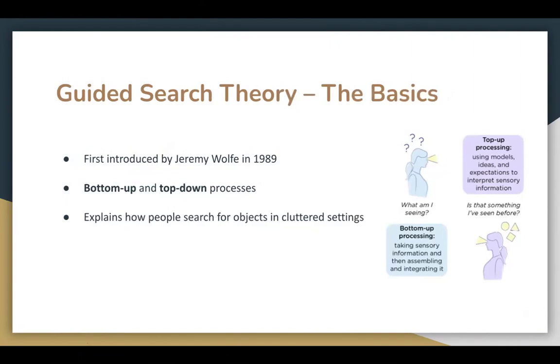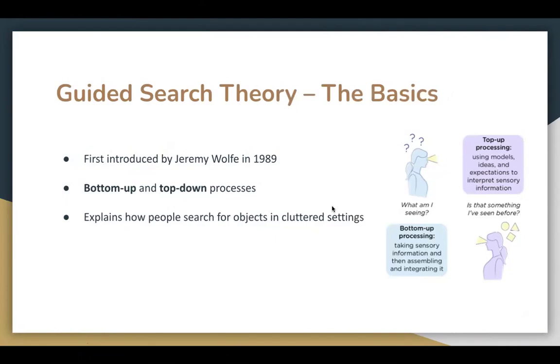Unlike feature integration theory, which focuses mostly on bottom-up processes, guided search theory talks about both bottom-up and top-down processes. Bottom-up processing refers to how certain features in our environment automatically grab our attention. This could be something like a really bright or unique color. Meanwhile, top-down processing is driven by what we're looking for, our expectations, past experiences, and what we want to find.